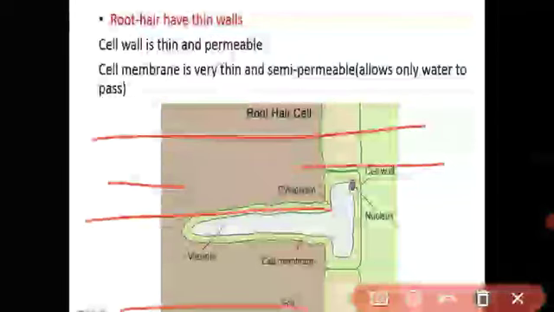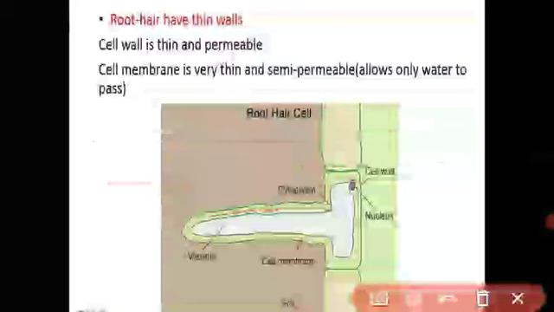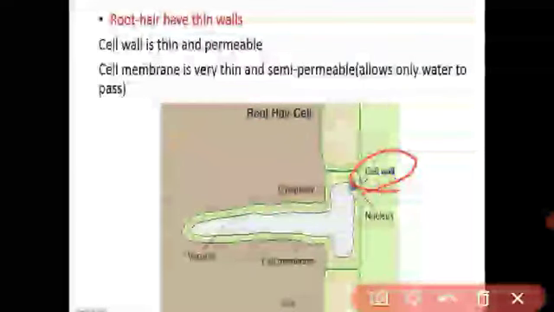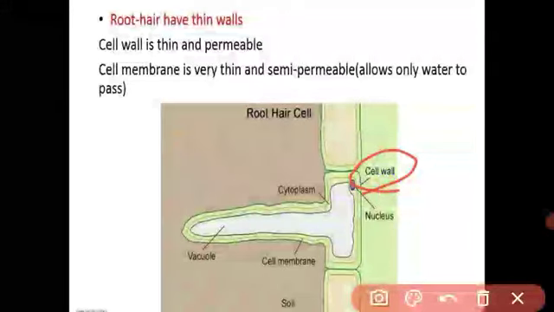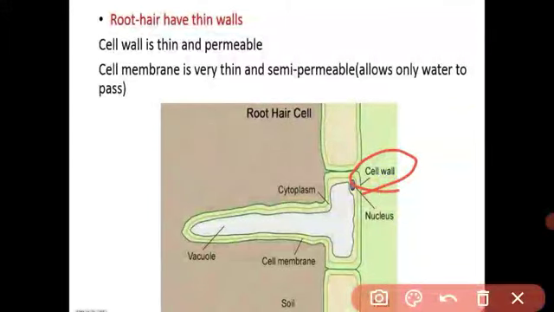मैंने आपको बताया रूट हेयर में 2 layers होते बेटा. The outer one is called the cell wall, a freely permeable membrane. It allows any substance to enter and exit from the cell, from the roots. The cell membrane is a semi-permeable membrane. This membrane only allows selective material to enter and exit from the cell.